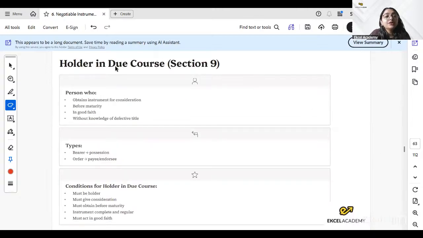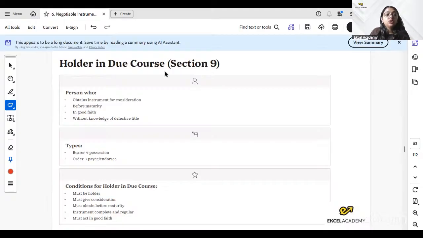Okay, so who is a holder in due course? Just like how we understood payment in due course, right? What is payment in due course? If it is done as per the apparent tenor of the instrument, without any negligence, in good faith, then that payment is said to be in due course. Similarly, we have the concept of holder in due course as well, right?